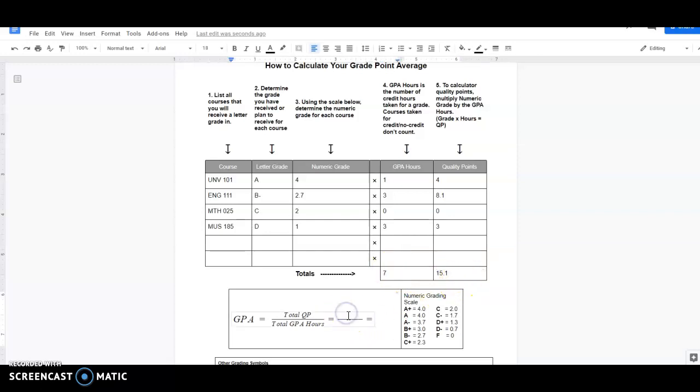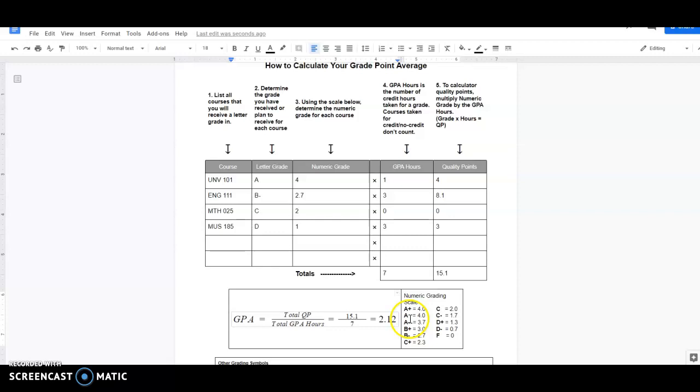And then your last step here is to do the division. So 15.1 divided by 7, it's going to be what, a nudge over 2? I'm looking at my calculator now. Yep, a nudge over 2, that's a 2.12 GPA. All right.